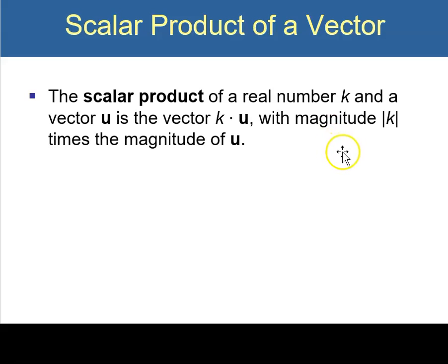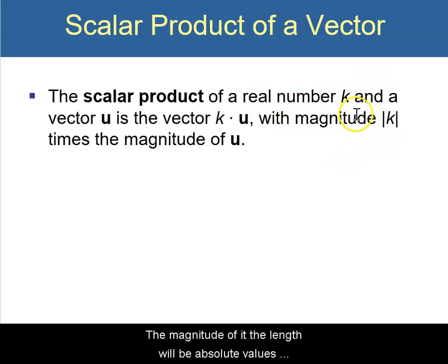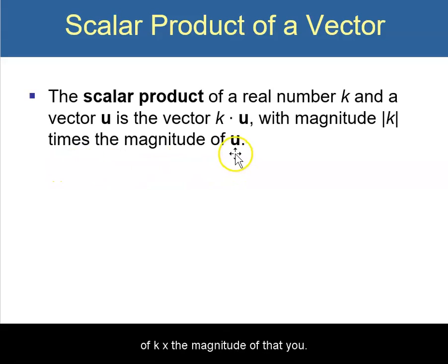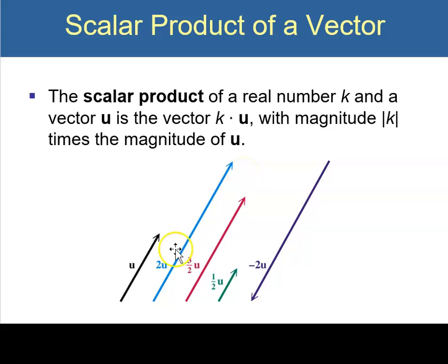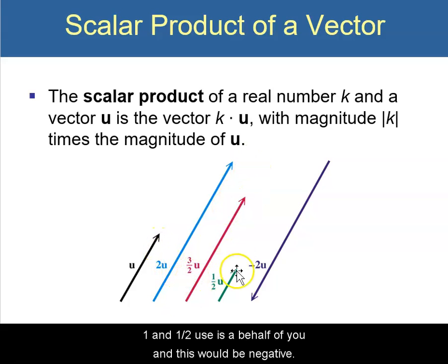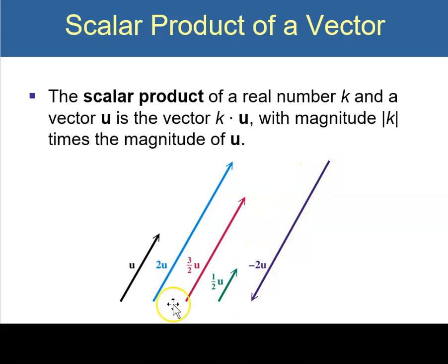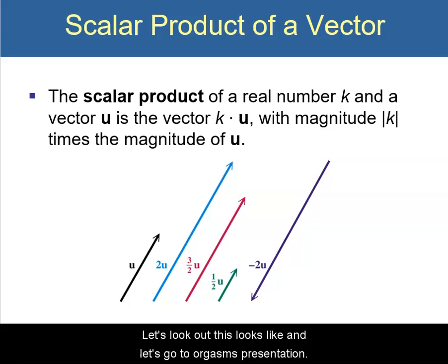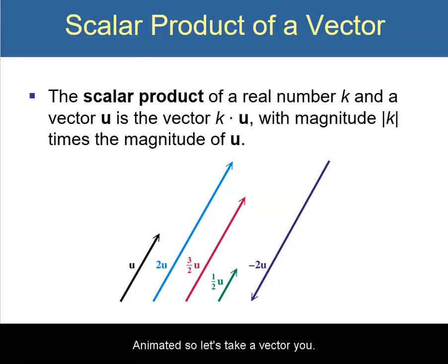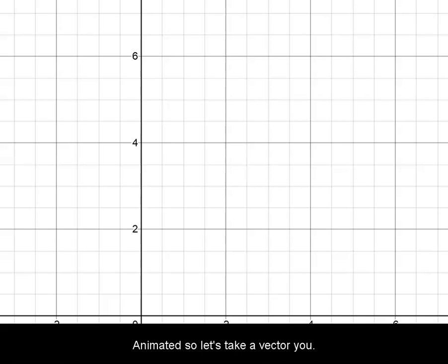Okay, the magnitude of it, the length, will be the absolute value of k times the magnitude of that u that you already had. Okay, so for instance, if this is u, this would be double u, right? 2 times u. This would be 3/2, 1.5 u's. This would be half of a u, and this would be negative 2 u's. So again, let's look at what this looks like, and let's go to our Desmos presentation to animate this for us. So let's take a vector u. Okay, here u ends at the point 2, 2, right?